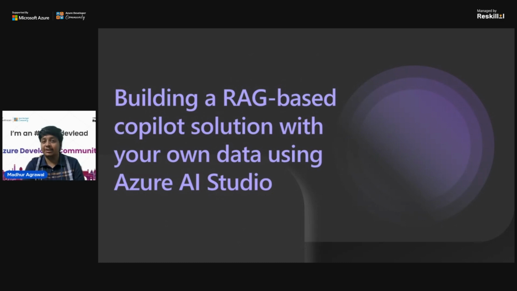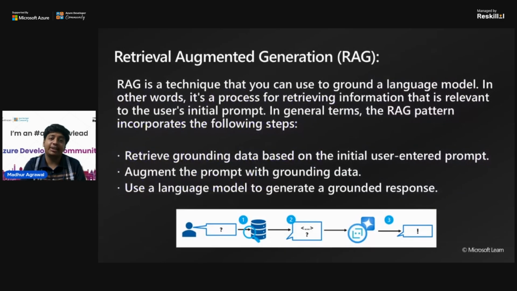The next thing that we are going to talk about is building a RAG-based Copilot solution with your own data using Azure AI Studio, which is a part of bringing your own custom models to the Azure AI Studio. Basically, when you are using RAG, that is retrieval augmented generation, you can do that with the help of Azure AI Studio, which provides a platform for custom Copilots. The Copilot that you are well aware of, such as GPTs, OpenAI's models, that is that.